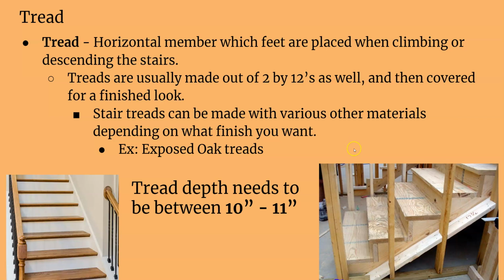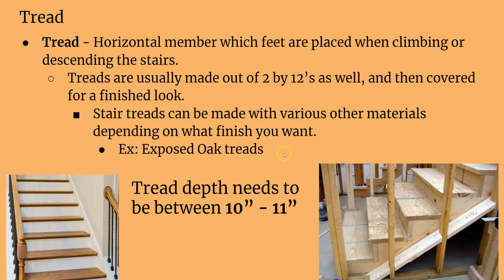All right, the horizontal framing members that go across your stringer are called treads. Treads are usually 2x12s as well. And then they're covered up with something like a thinner oak tread, or there could be carpet over the treads themselves. But usually your framing member, your 2x12 underneath, is not your actual tread itself.